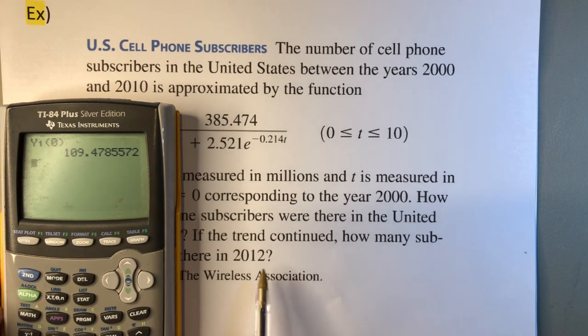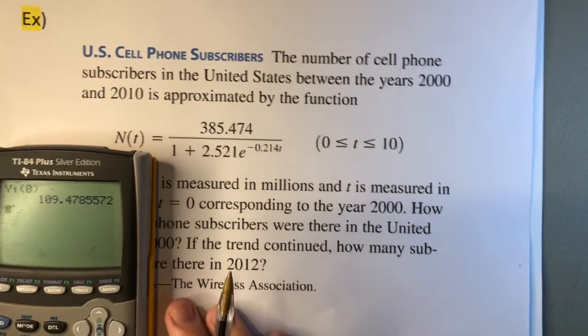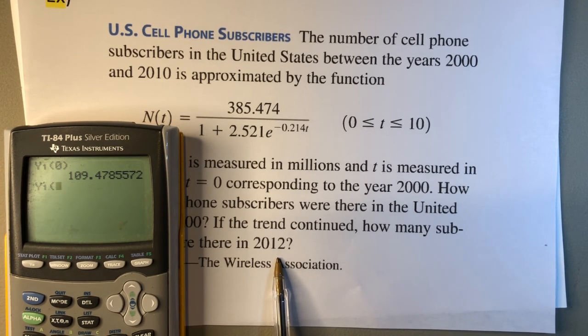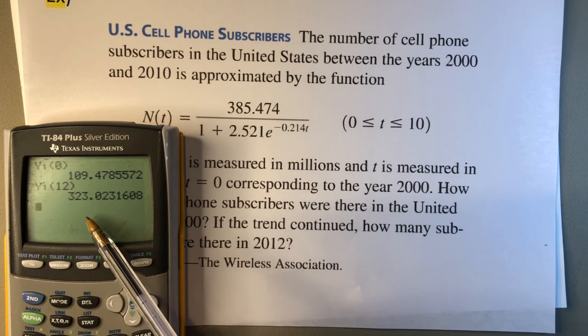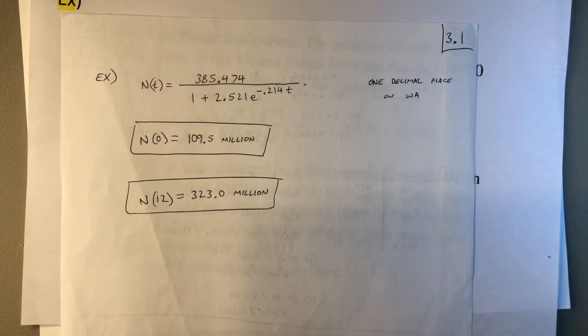And then all I've got to do for the year 2012, if the trend continued, how many subscribers were there in 2012? Well, same idea here. You would go to Vars, Y-vars, Y sub 1, and then 2012 would correspond to what? t equaling 12. So you enter in a 12 right there, hit enter, and so now to the nearest tenth, you would have 323.0 million people. And here's another way to look at it. That's what I just computed using my calculator.